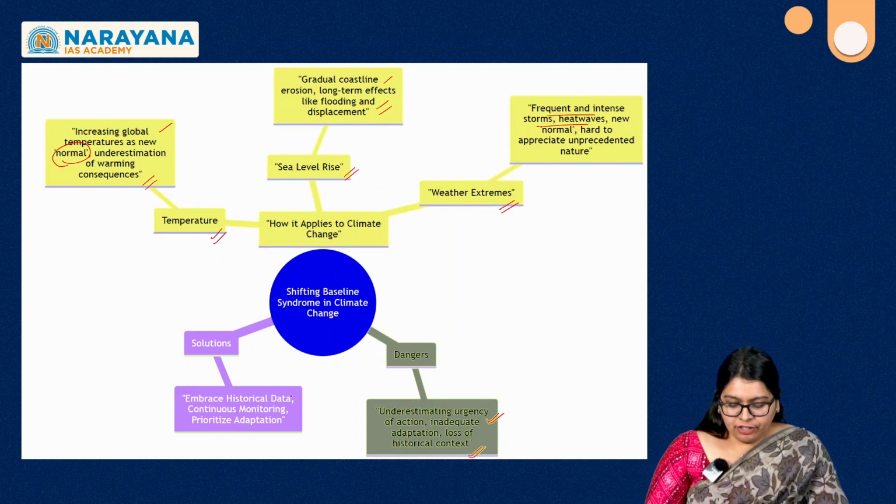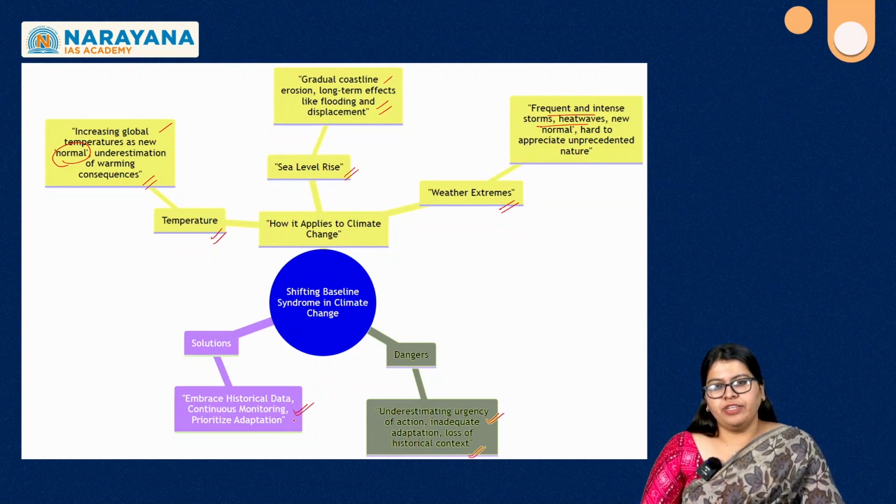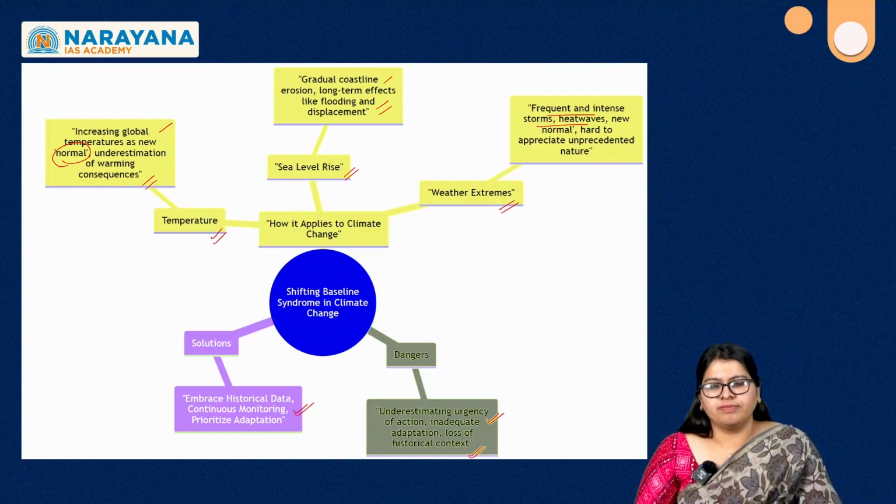So what can be the potential solution to address this problem? We need to have a good track record of the historical data and the climatic records on how it has changed over decades and centuries, there has to be continuous monitoring, and also we need to prioritize our adaptation based on the previous records.